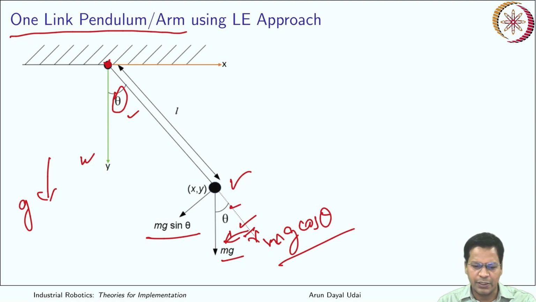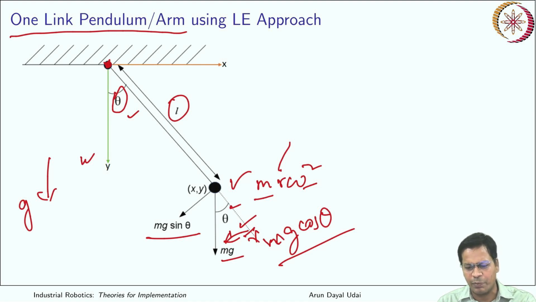Okay, but yes, if it is moving, definitely it will have other forces also. It should be m r omega square. m is the mass, and instead of r you should see L over here, and omega is the angular velocity. That is the centrifugal force, and that also will be added to this. So finally that will be the tension in this link.